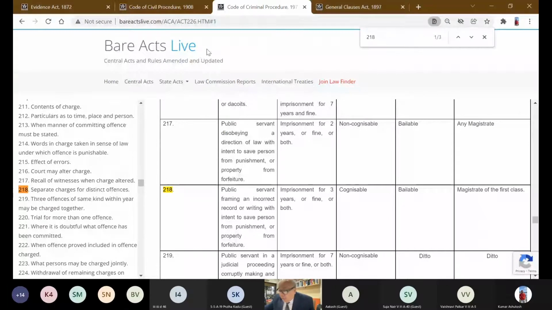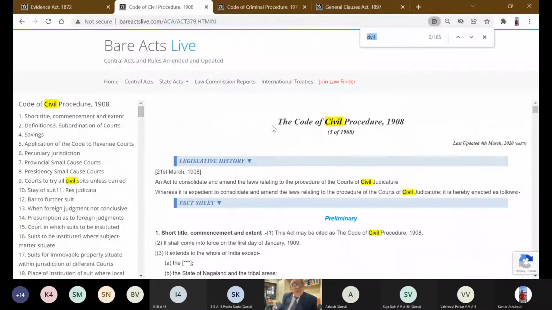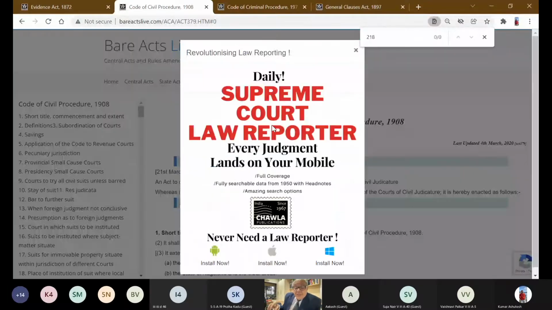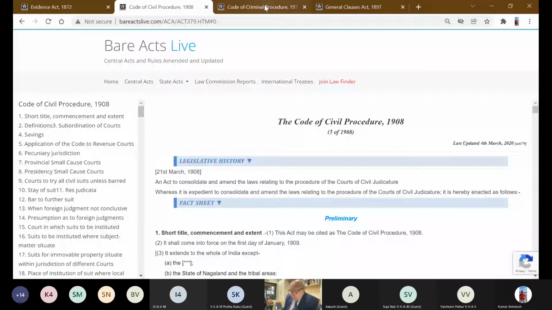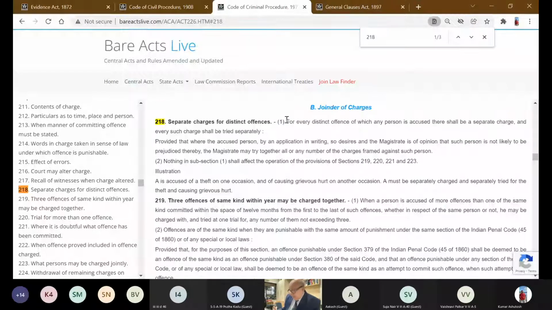But a confession of a co-accused is acceptable under the Evidence Act only when they are tried jointly together. For that, please check section 30 of the Evidence Act.